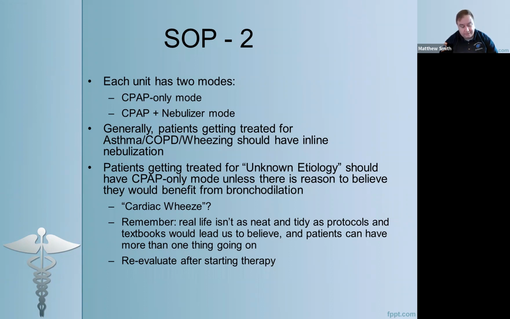So this is where clinical judgment comes in. So if you think that based on the patient's history and the other signs and symptoms that there's a chance that they have some sort of reactive airway disease and they would benefit from bronchodilation, go ahead and bronchodilate them, but reassess them, right? Reevaluate them after you start your treatment. And if they're getting worse, discontinue the neb, discontinue the CPAP, whatever you need to do to optimize their care.